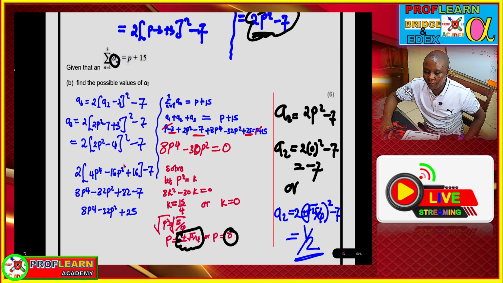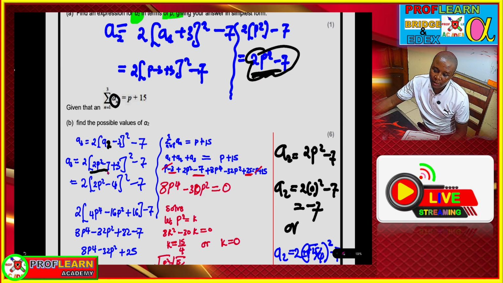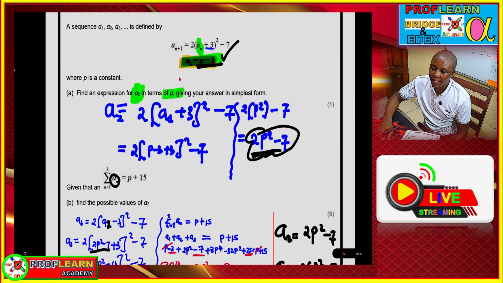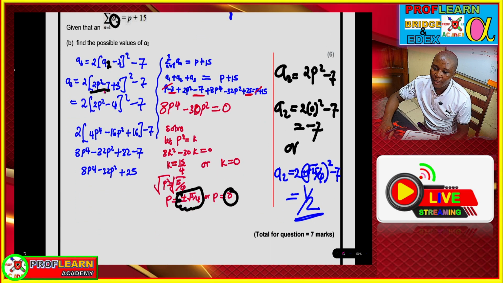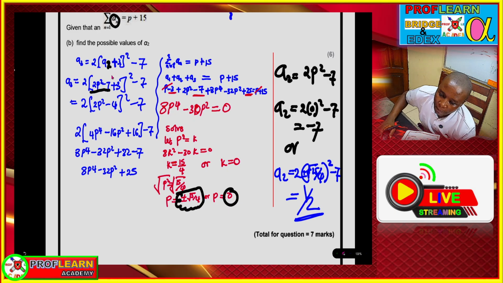So meaning that if you work it out, A3 is going to be 2 into (A2 plus 3) squared minus 7, but A2 is this part that we were having here, so we are going to rewrite it inside, then plus 3, because the expression for A n plus 1 is going to be 2 into (A n plus 3) squared minus 7. So that is why we're doing A2 plus 3. Yeah, I need to change that. It should be A2 plus 3. That was actually a mistake there.